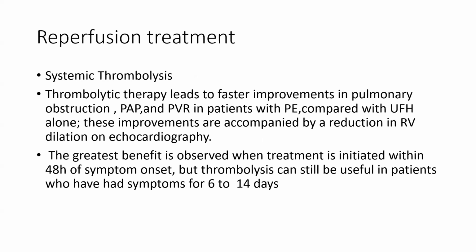Then regarding reperfusion therapy, thrombolytic therapy leads to faster improvement in pulmonary obstruction, pulmonary arterial pressure, and pulmonary vascular resistance in patients with pulmonary embolism compared with unfractionated heparin alone. These improvements are accompanied by a reduction in RV dilatation. The greatest benefit is observed when the treatment is initiated within 48 hours of symptom onset, but thrombolysis can still be useful in patients who have had symptoms for 6 to 14 days.